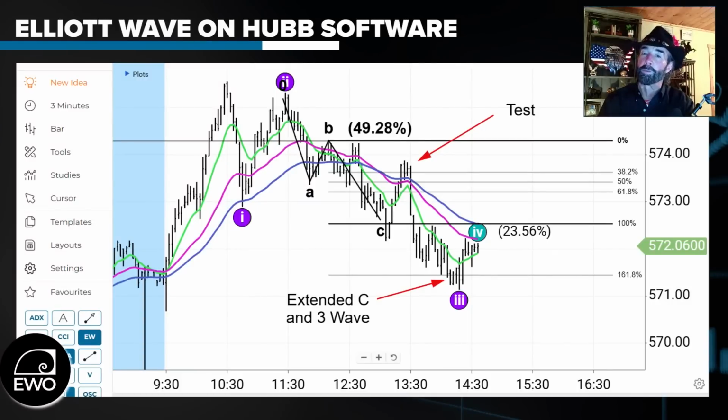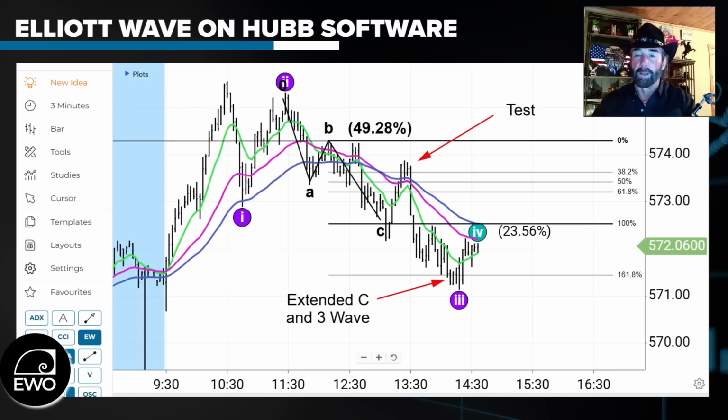So if you like shorter term stuff, if you like to day trade a bit, I encourage you to get familiar with Elliott Wave. We have a lot of education on it at our website at ewotrader.com, and that's what I'm looking at every single day, a 3-minute chart. So just to show you that here we have the ending diagonal.